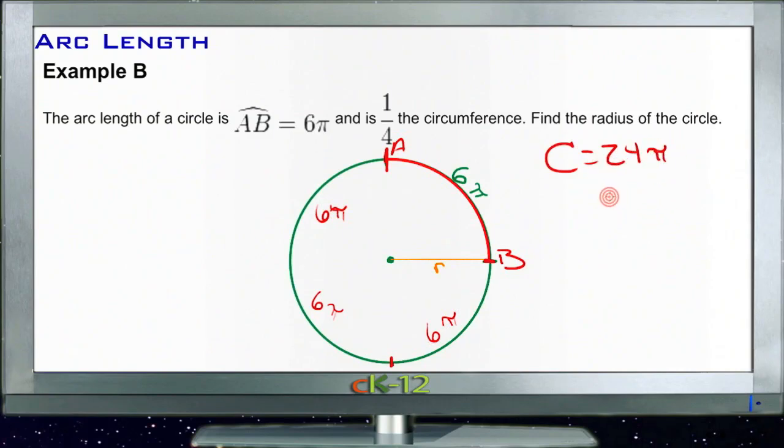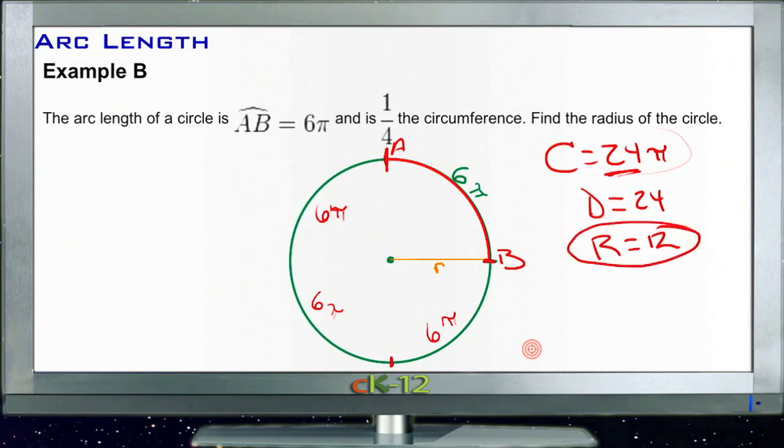And the circumference is the same as pi times the diameter. So the diameter of our circle is going to be the number that pi is multiplied by, or 24. And the radius is just half of 24, or 12. So the radius of our circle then would be 12 units. Cool. All right, example C.